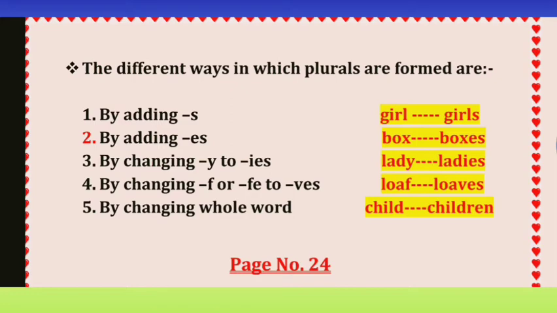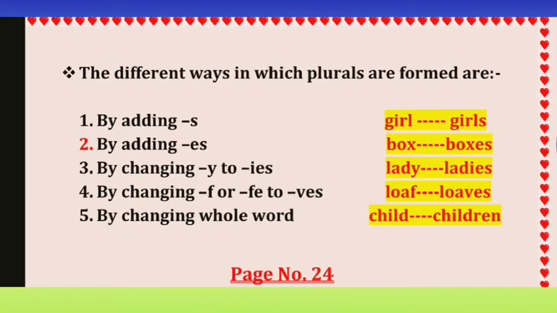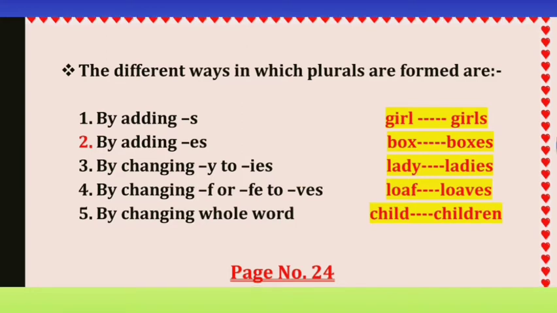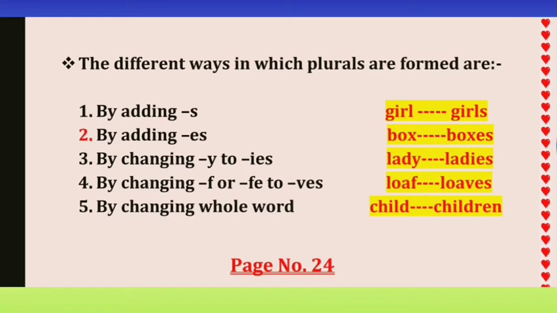So students, these were the different ways by which you can change the singular into a plural form. Remember these things: by adding s, by adding es, by changing y to ies, by changing f or fe to ves, or by changing the complete word. So these were your 5 ways by which you can change it.